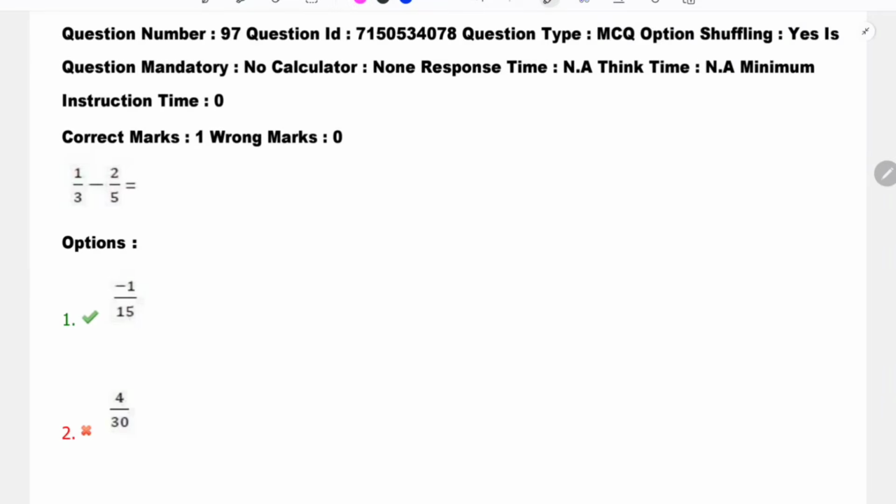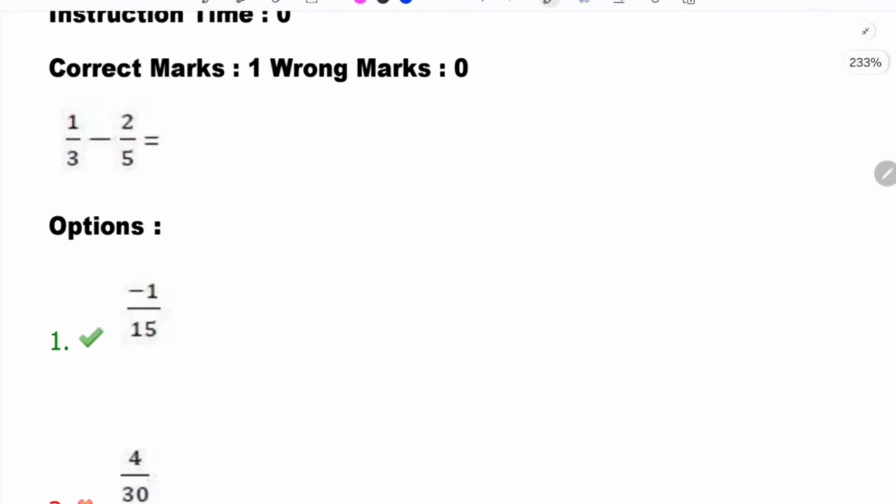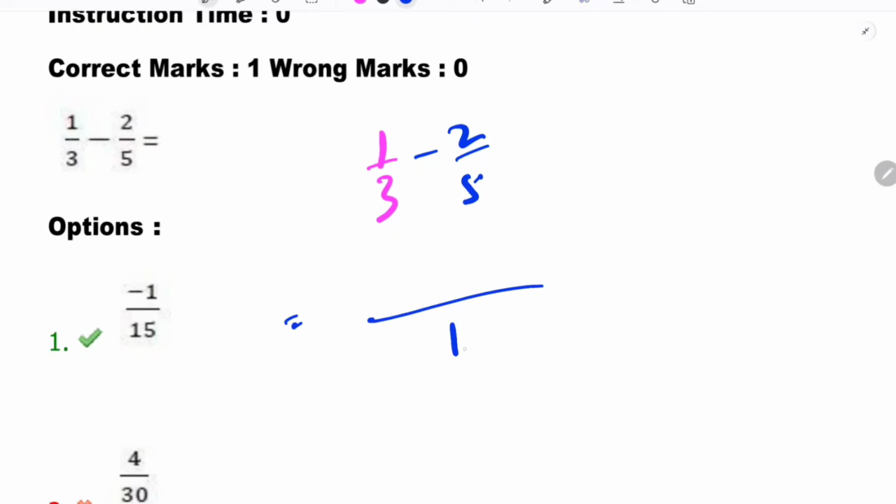Then the next question, we have to do 1 by 3 minus 2 by 5. This is a very basic question. 1 by 3 minus 2 by 5. So what is the LCM? 15. 3 times 5 gives 15. Then 3 how many times? 3 fives are 15. Up to here how many times? 3 fives are 15.